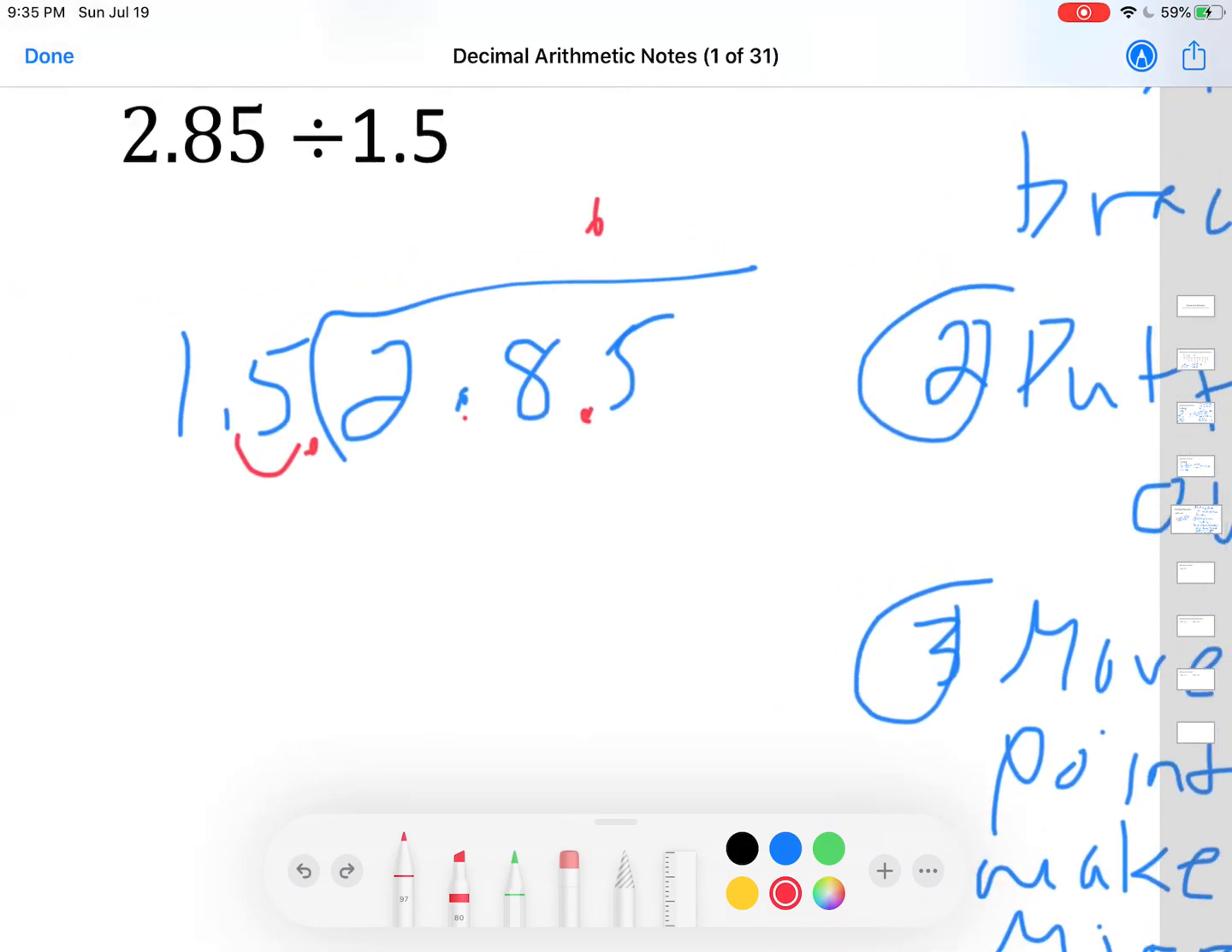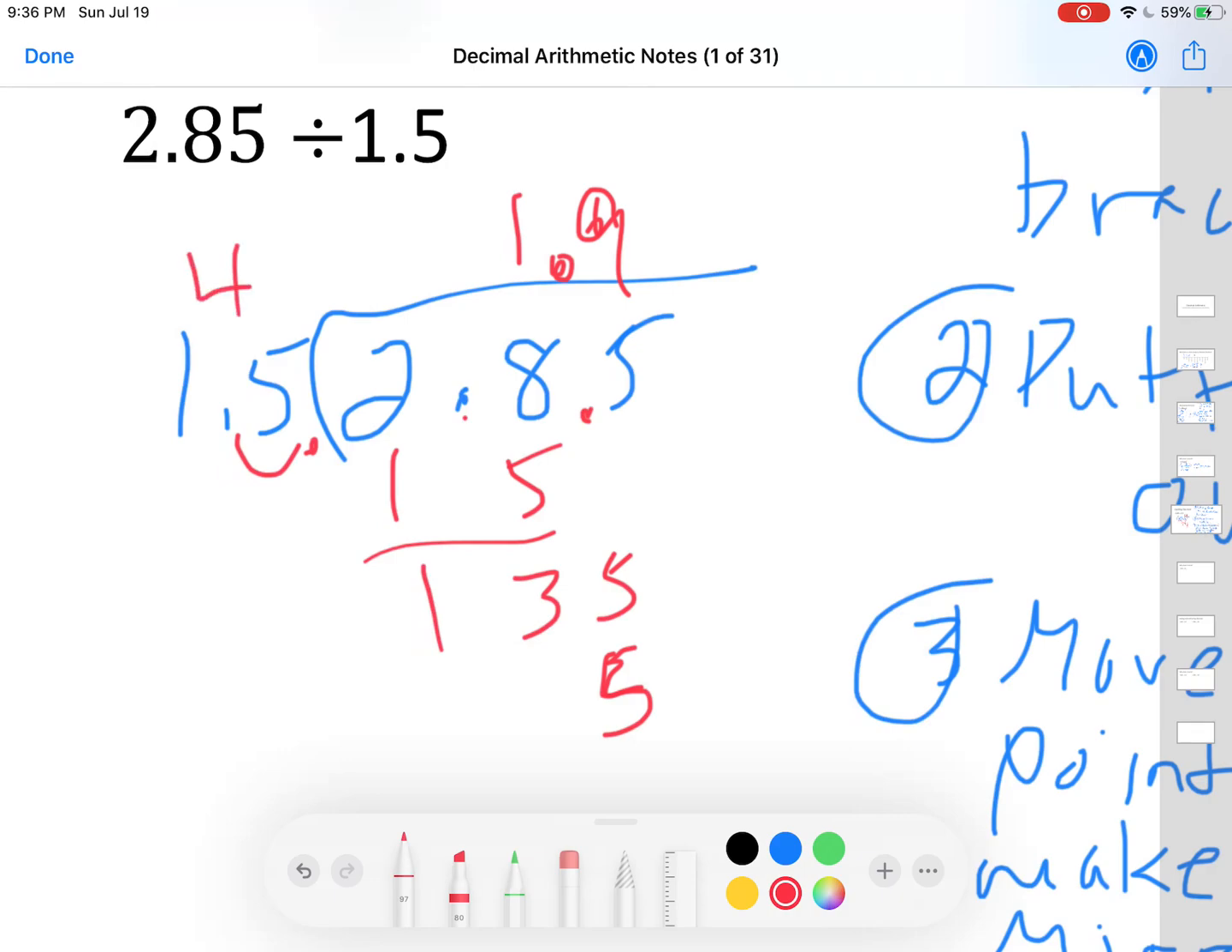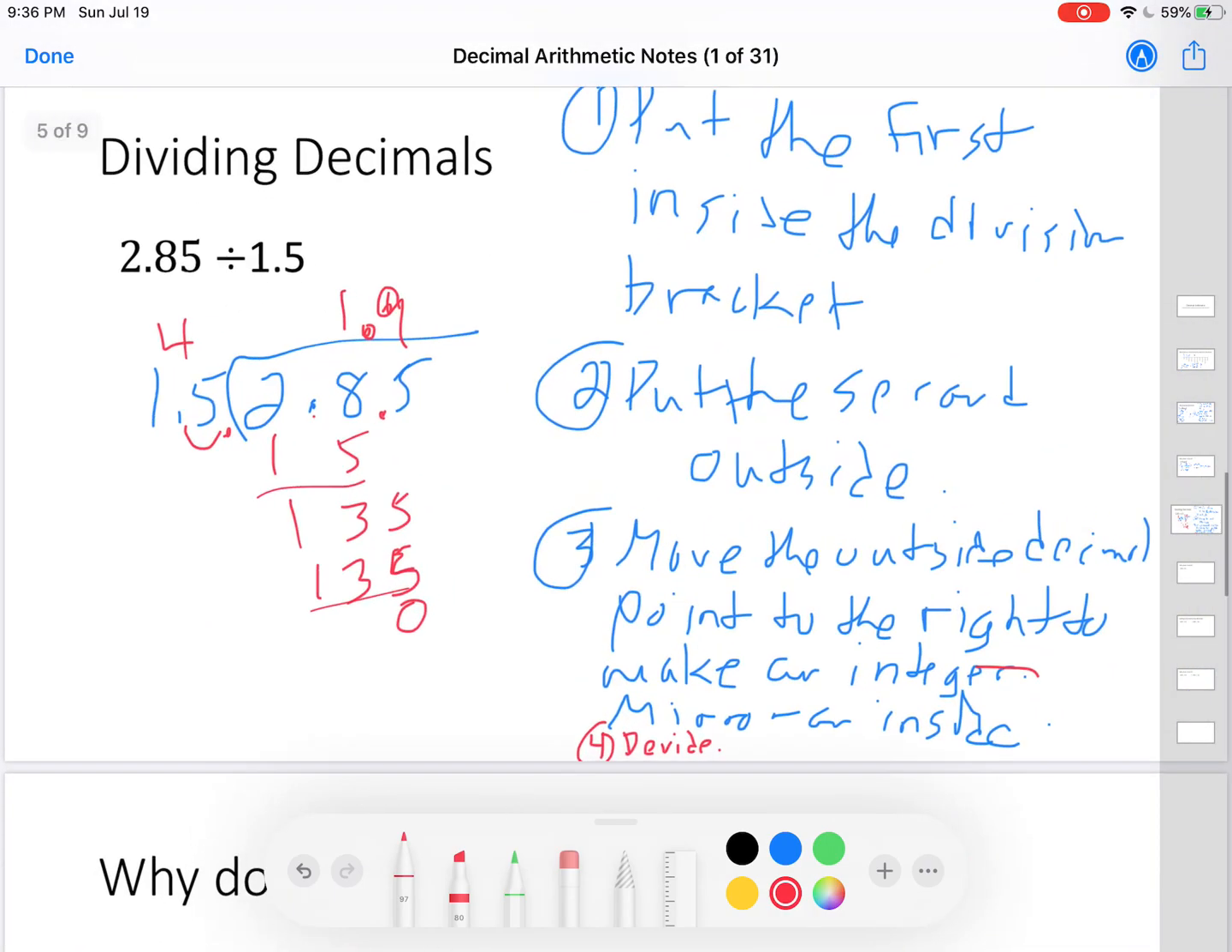15 doesn't go into 2, 15 goes into 28 once, that's 15. I subtract, I get 13, bring down the 5. 15 goes into 130 10 times. This isn't quite as much, so I'll try 9. Okay, I need my decimal point right here. 9 times 5 is 45. Carry the 4. 9 times 1 is 9, plus 4 makes 13. Hey, I got 0. It's 1.9. 1 and 9 tenths.